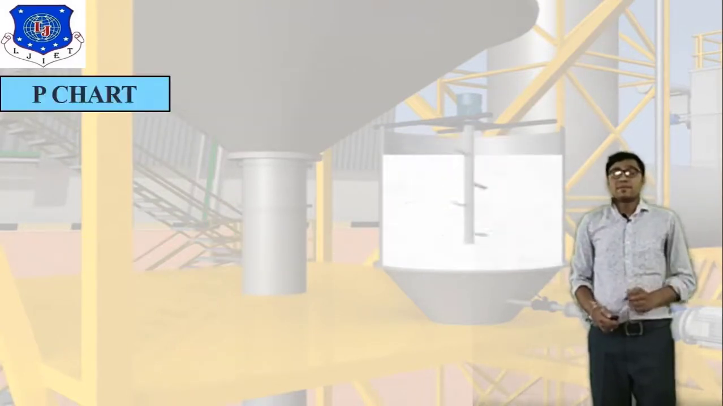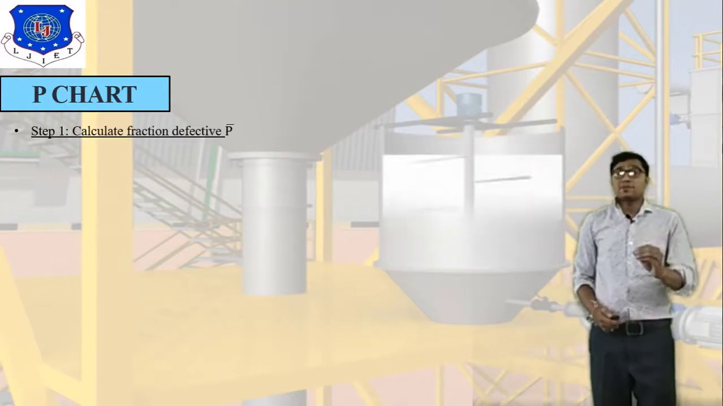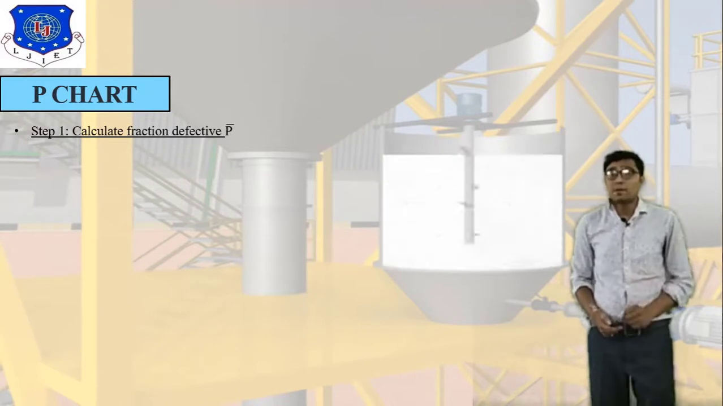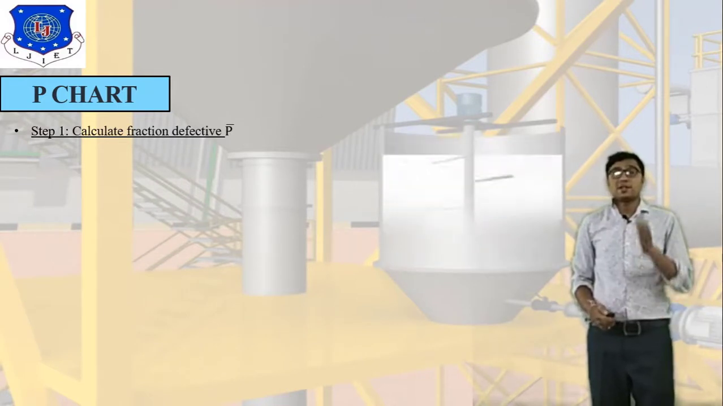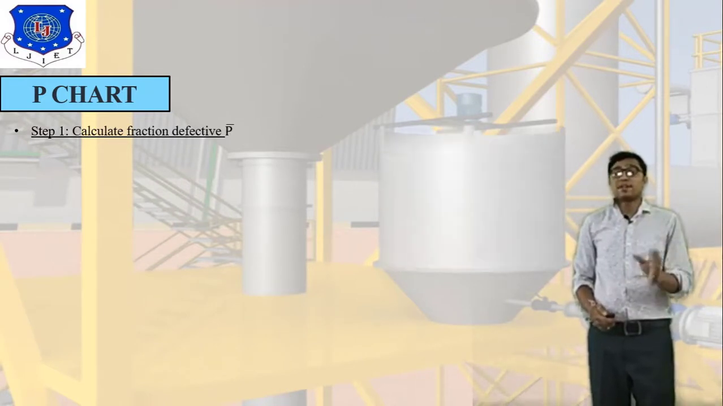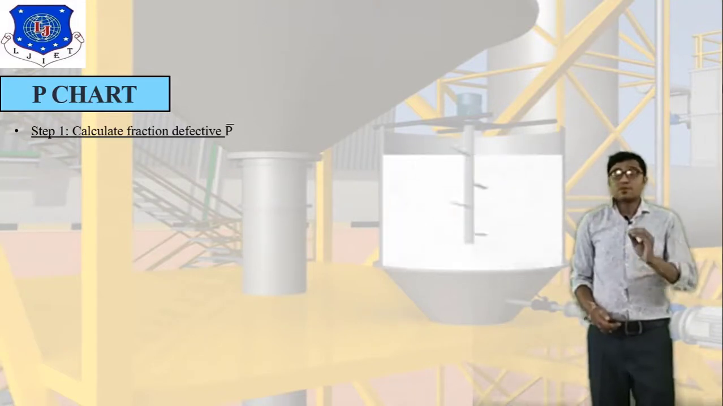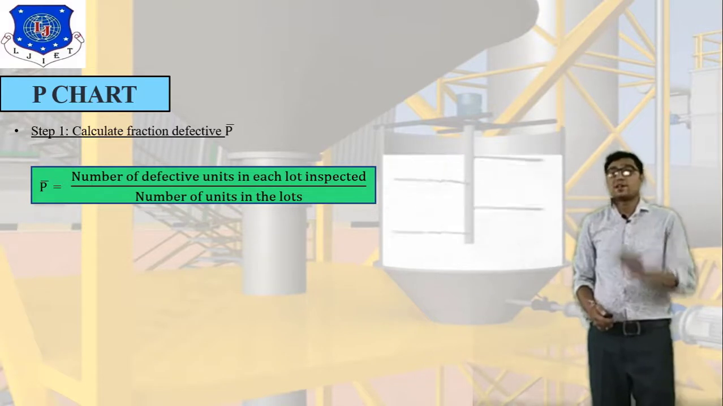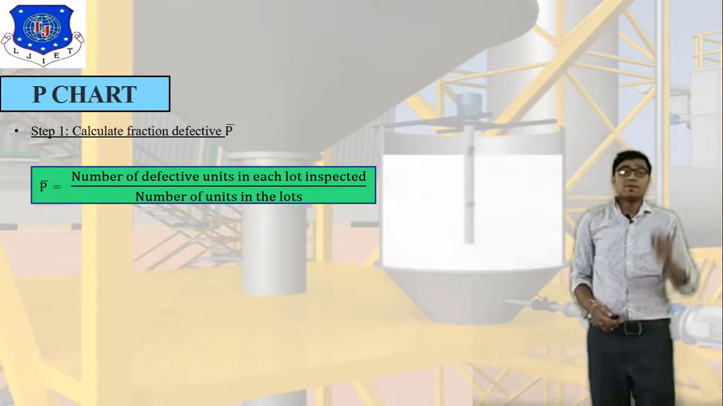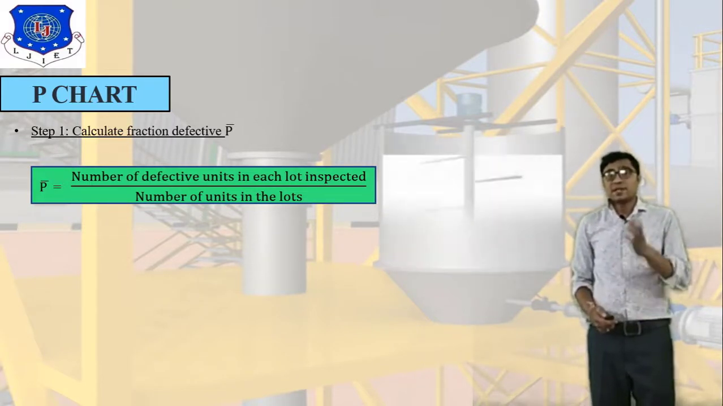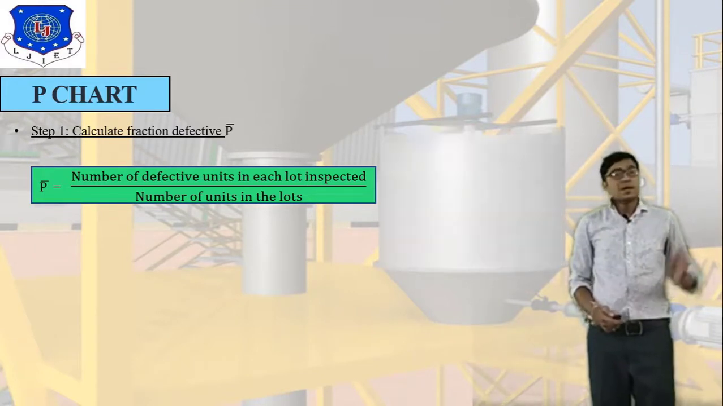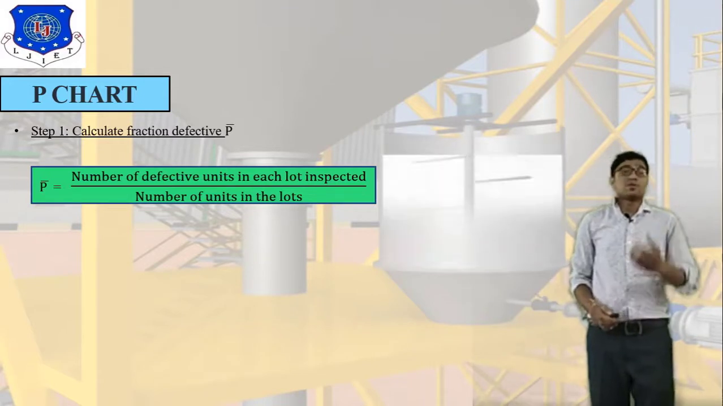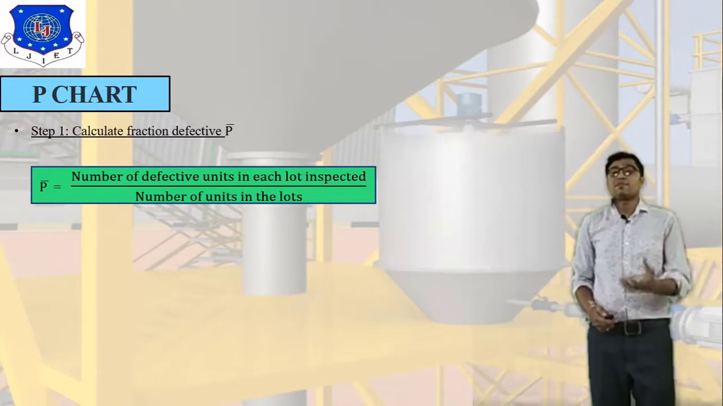Here I have attached the steps to draw a P chart. Step number 1: calculate the fraction defective, which is P bar. Here is the equation for fraction defective: P bar is equal to the number of defective units in each lot inspected divided by the number of units in the lot. In this way you can calculate the fraction defective P bar.